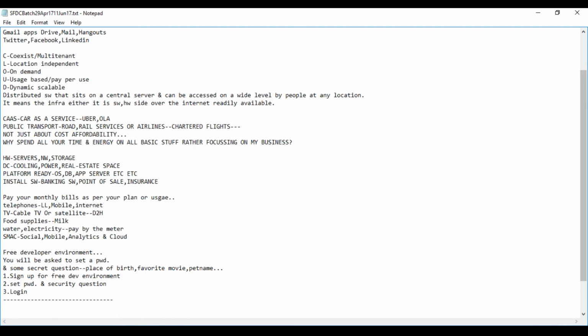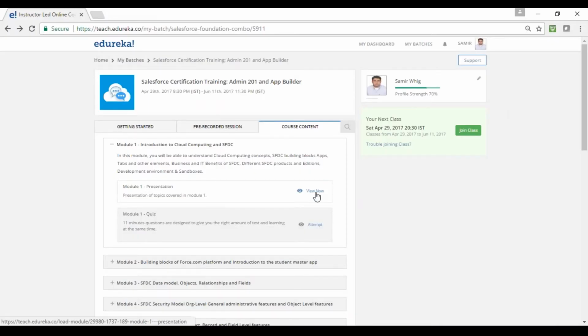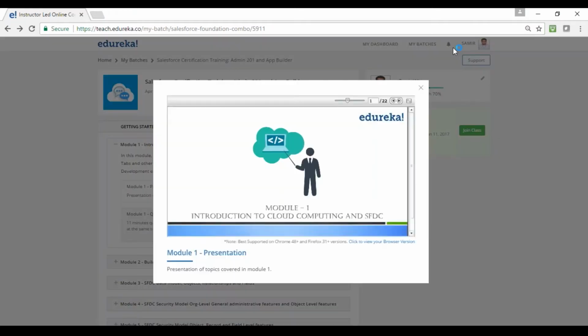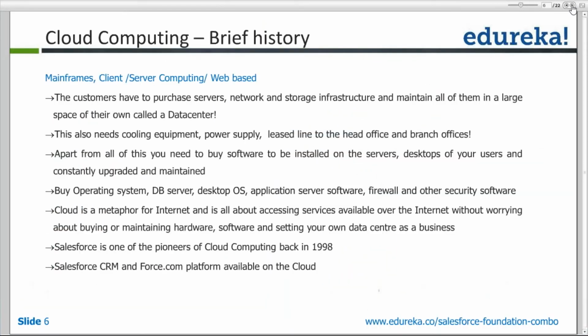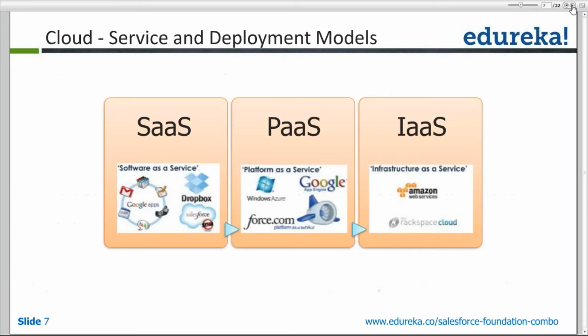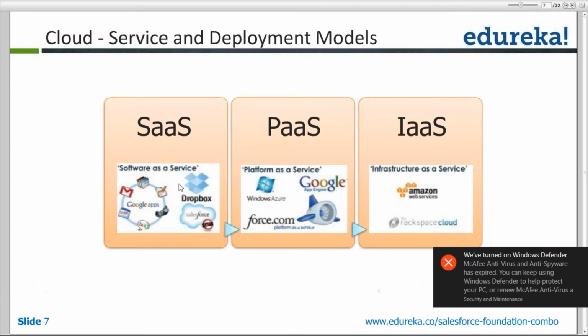Okay, so let's also look at the PPT here. So we already understood what is cloud computing. These are the different service and deployment models, right? So for a SaaS, that is software as a service, you have all the Google apps, right? The Gmail, the Google Talk, the Google Docs, Dropbox, and Salesforce. Salesforce is 100% SaaS, software as a service, right?